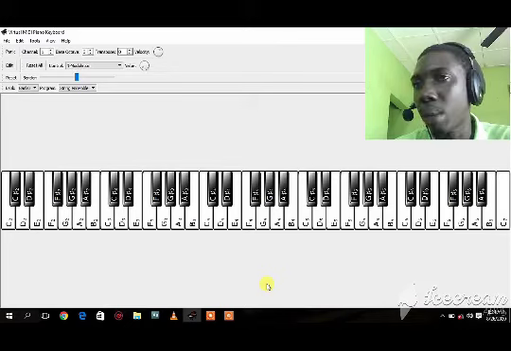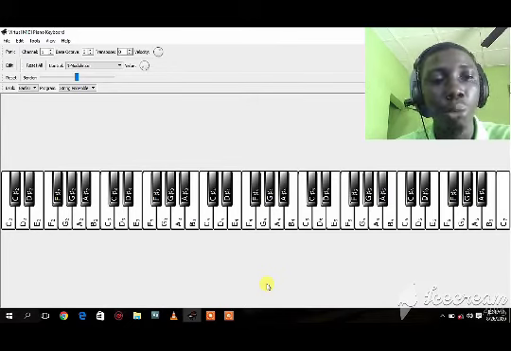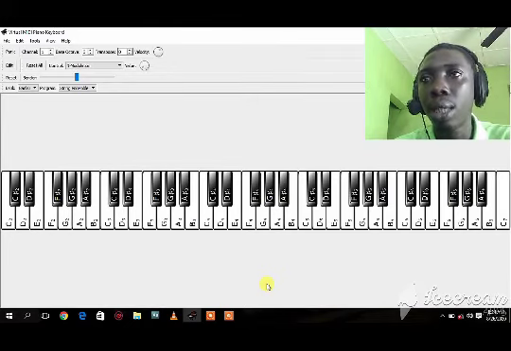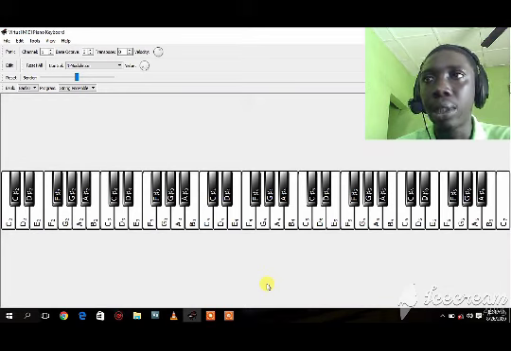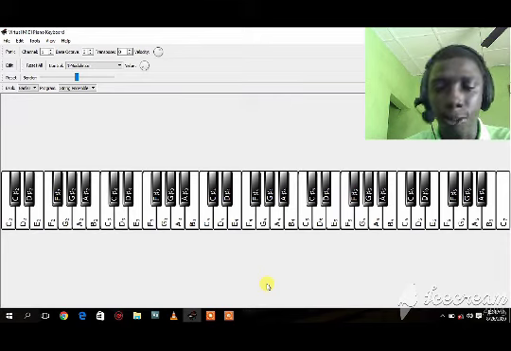Hello, this morning I'm going to be addressing the issue of modes. Now, modes are basically your major scale rearranged around a tonic note. It's not as difficult as you may think it is, so I would like us to quickly go into it.